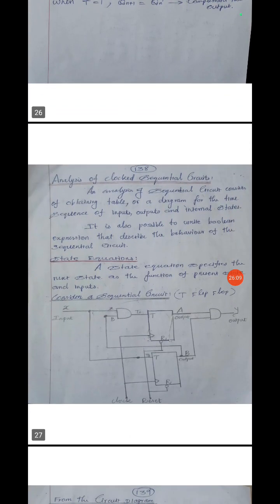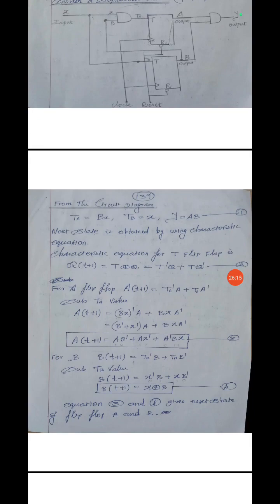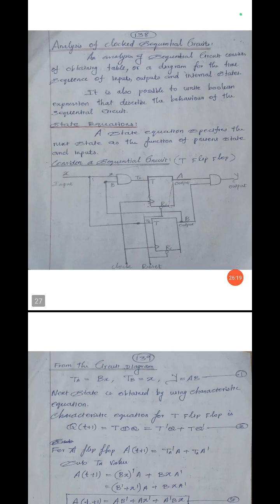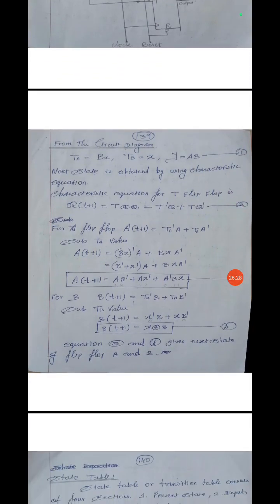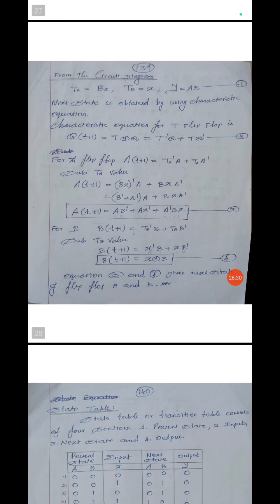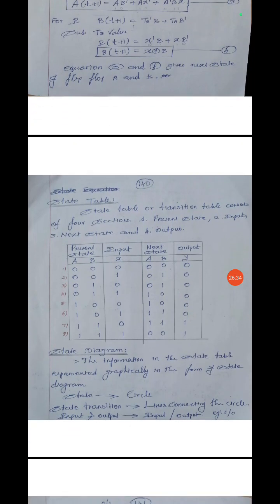Okay, next one is analysis. In analysis of sequential circuits, they will give a logical circuit diagram. From the logical circuit diagram you have to find the equations. So you have to point the variables from output to input, then you can write the equation for the particular variable. Then combine all the variables, then from that you have to form the state table.